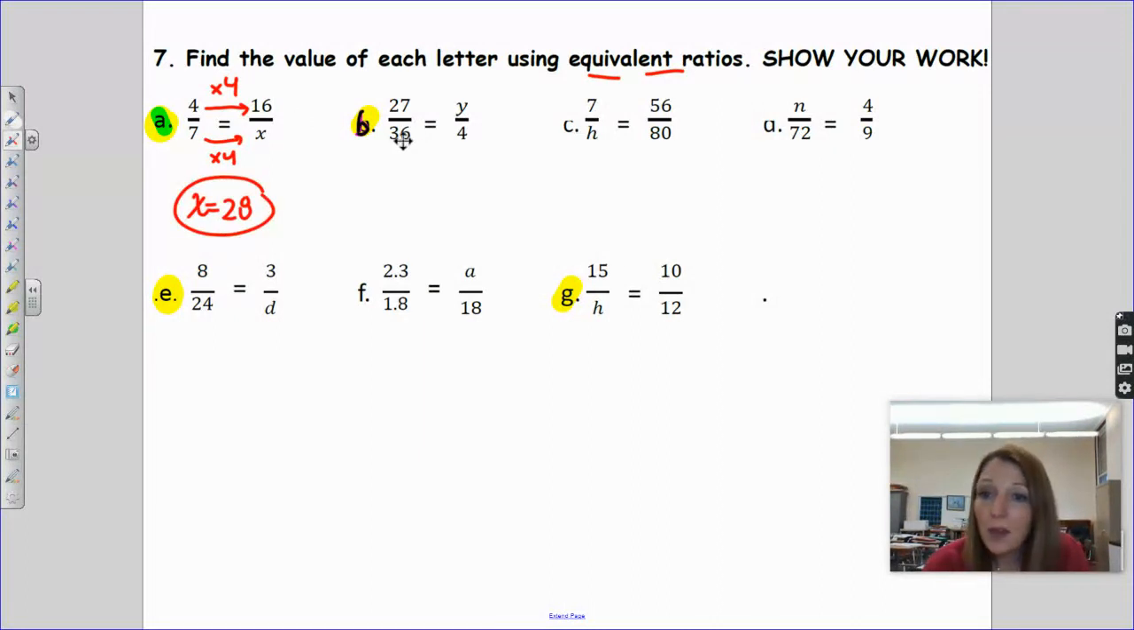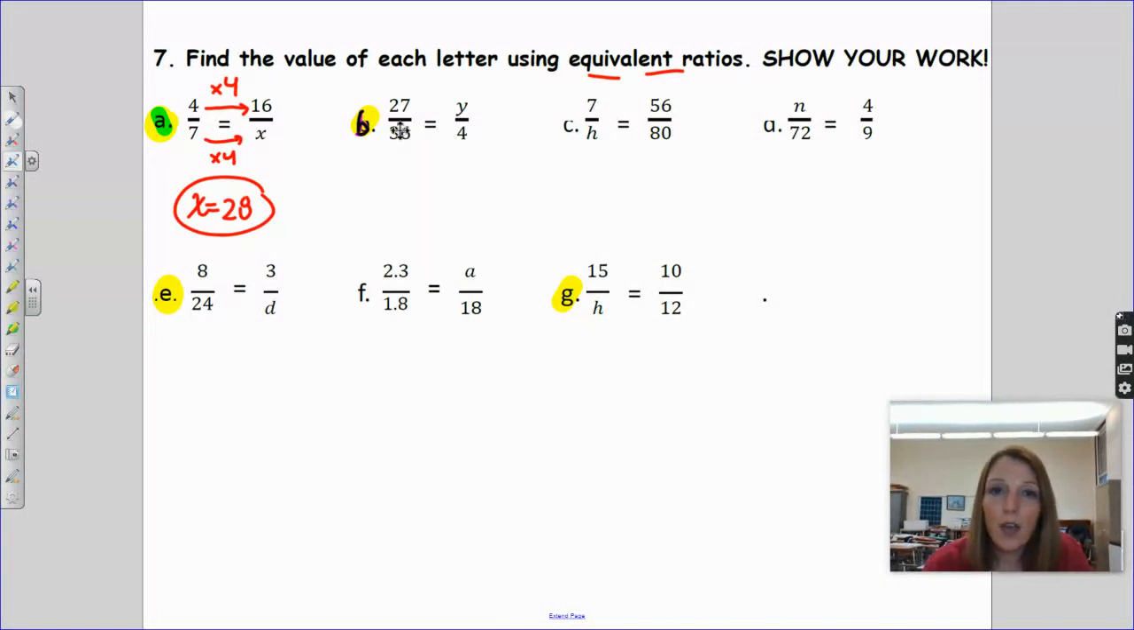For B, the nice thing about having a video is you can always pause it and go back, right? If I'm too fast for you. So for B, again, here was the original ratio, and I want an equivalent ratio, but I want the denominator of the new ratio to be a 4.